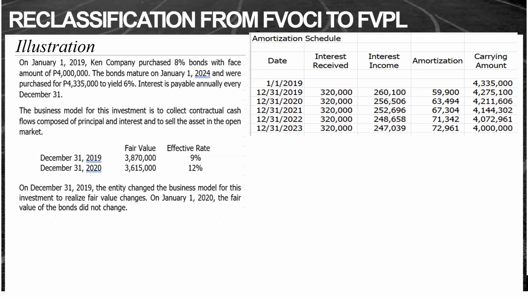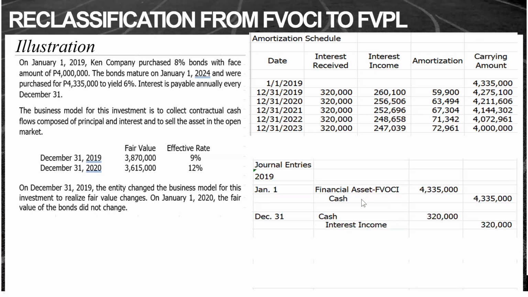So what is our entry? We are FVOCI. So our first entry, of course, is to record the acquisition of our bonds. That's financial asset FVOCI, credit cash, for 4,335,000. The next entry pertains to the interest that we received during interest payment dates. So we just debit cash and credit interest income for 320,000. Next would be the recognition of the amortization. Since this is a premium, we debit interest income and credit financial asset FVOCI.